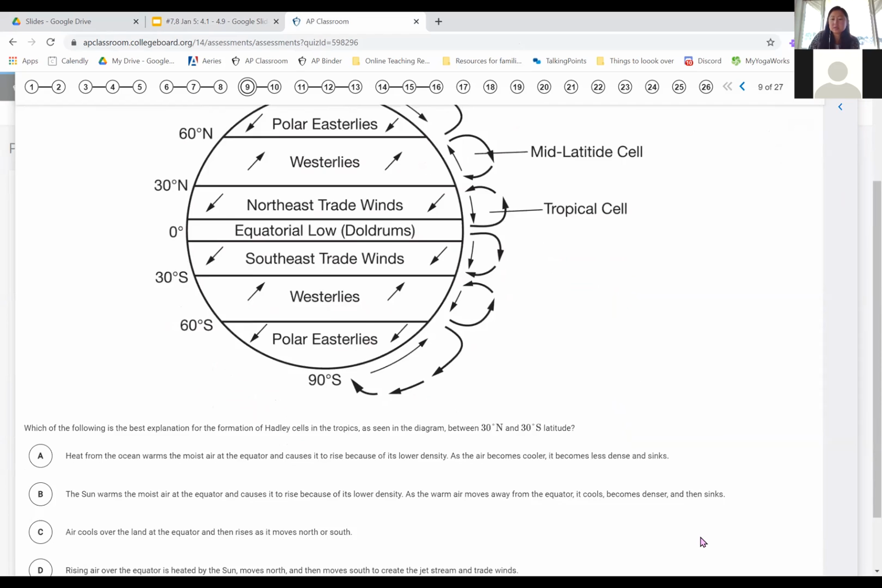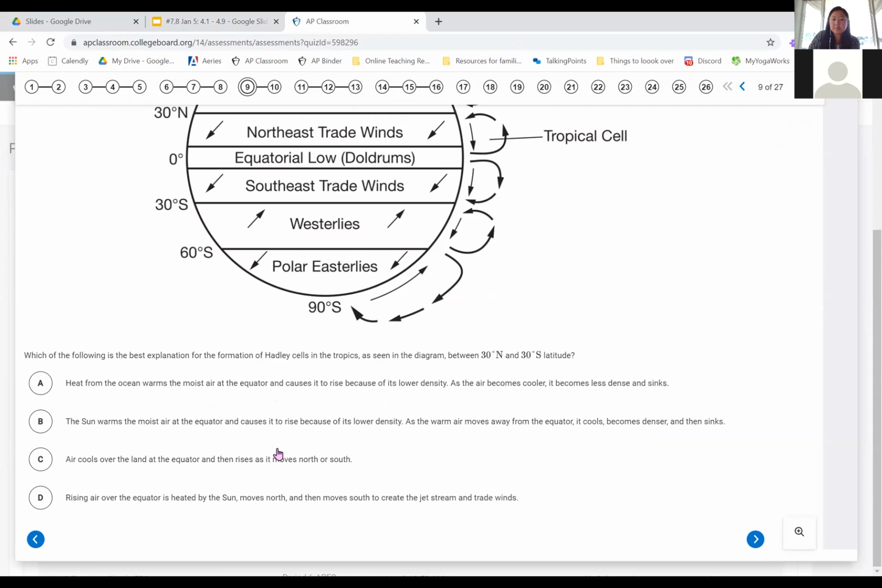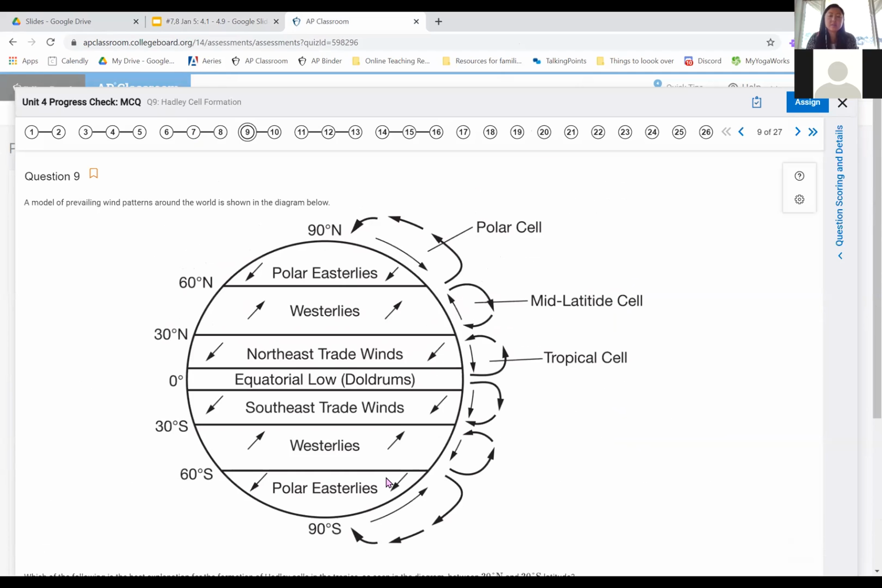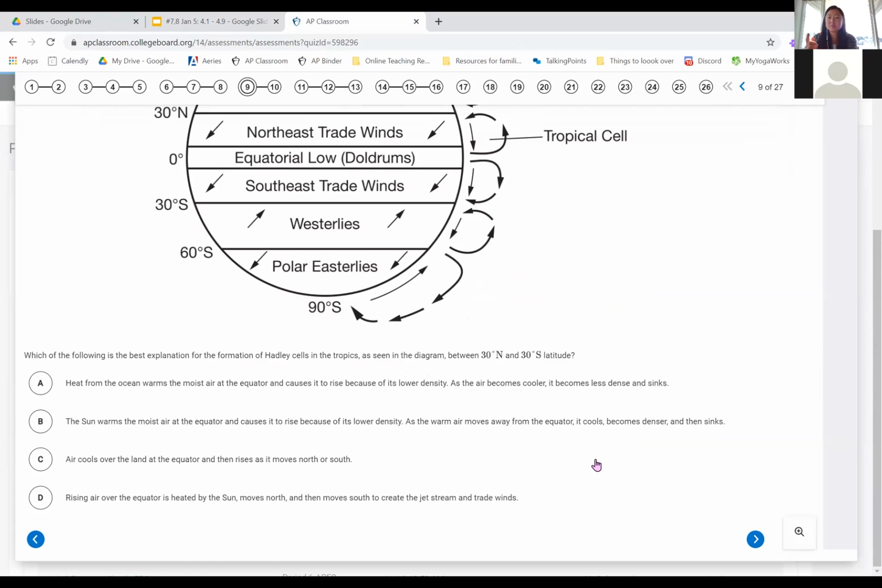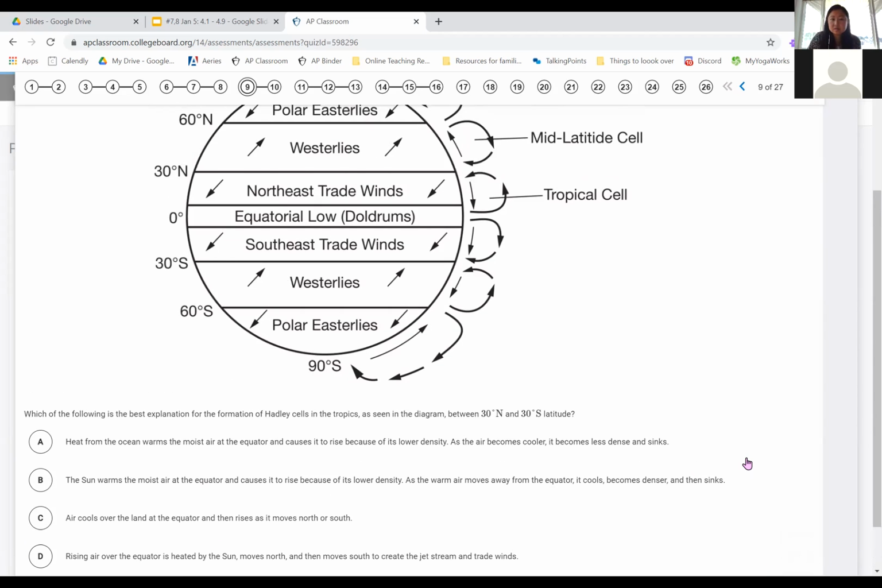Okay. Yeah, so I don't think that the AP test is going to want you to know exactly which way the winds go in each of the latitudes, but they're going to want you to know that the Earth's spin is responsible for a lot of the movement in which the trade winds move. And then the Hadley cells.